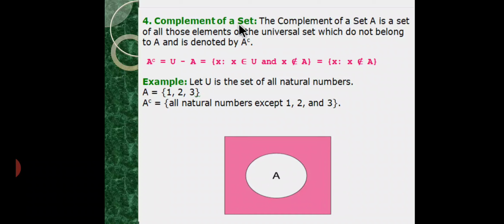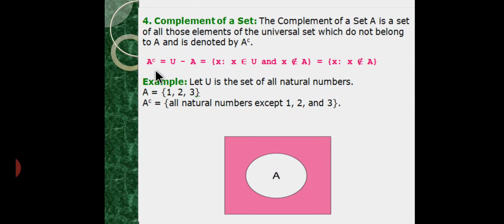Complement of a set. The complement of a set is the set of all those elements of the universal set which do not belong to A, and is denoted by A complement. Which do not belong to A means U minus A. We remove A from the universal set, and that gives the complement of set A. So it is represented as A complement is equal to U minus A.